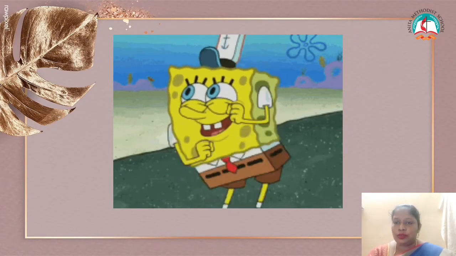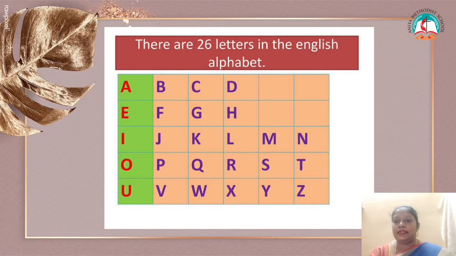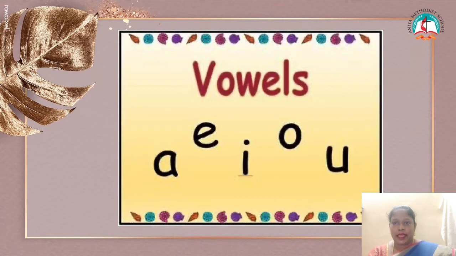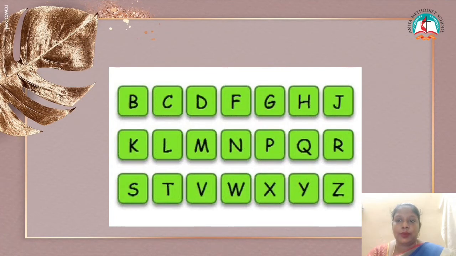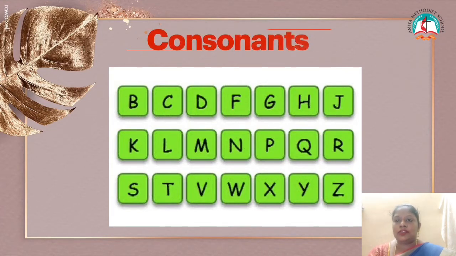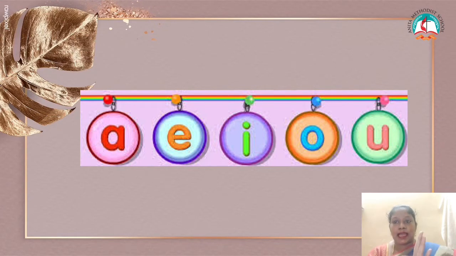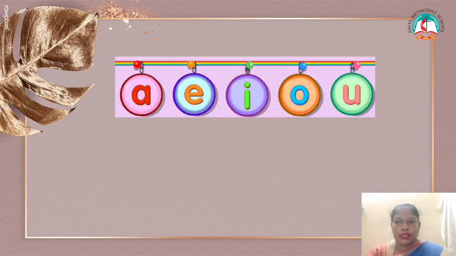So children, you all know there are 26 letters in our English alphabet. Of these 26 letters, 5 letters are vowels. They are A, E, I, O and U. These are called vowels. The remaining 21 letters are called consonants. Okay, the vowels are A, E, I, O and U. These 5 are our vowels.